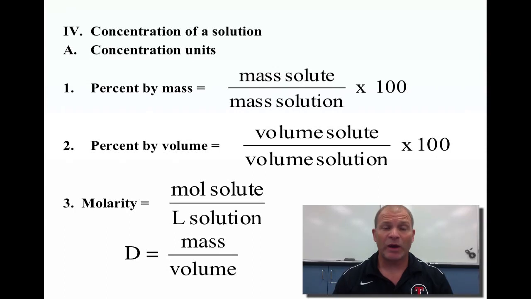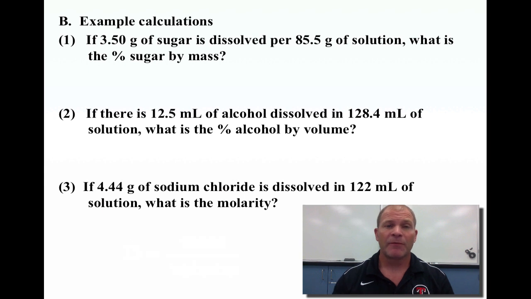Next, I'm going to take these equations and actually use them in problem solving. So here we go. My first problem reads that 3.50 grams of sugar is dissolved per 85.5 grams of solution. Remember, your solute is dissolved in the solvent and forms a solution. So your solute is what's being dissolved.